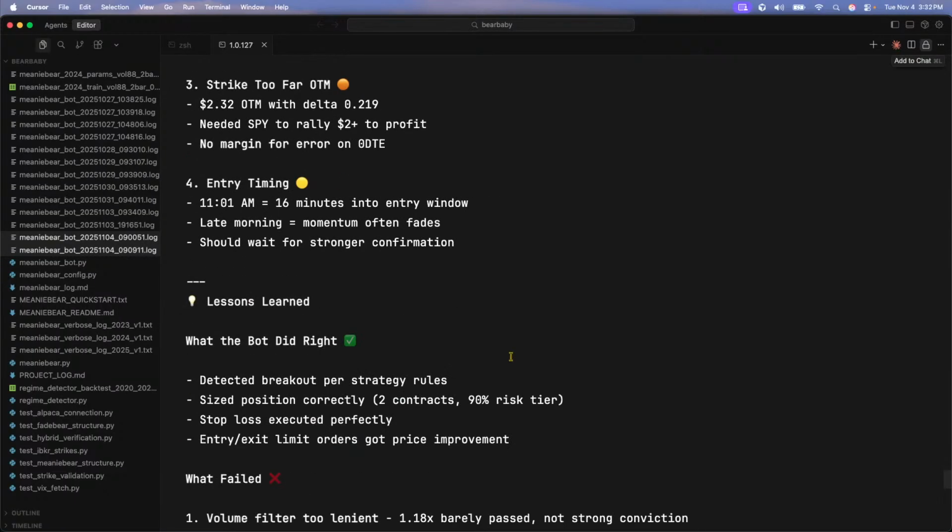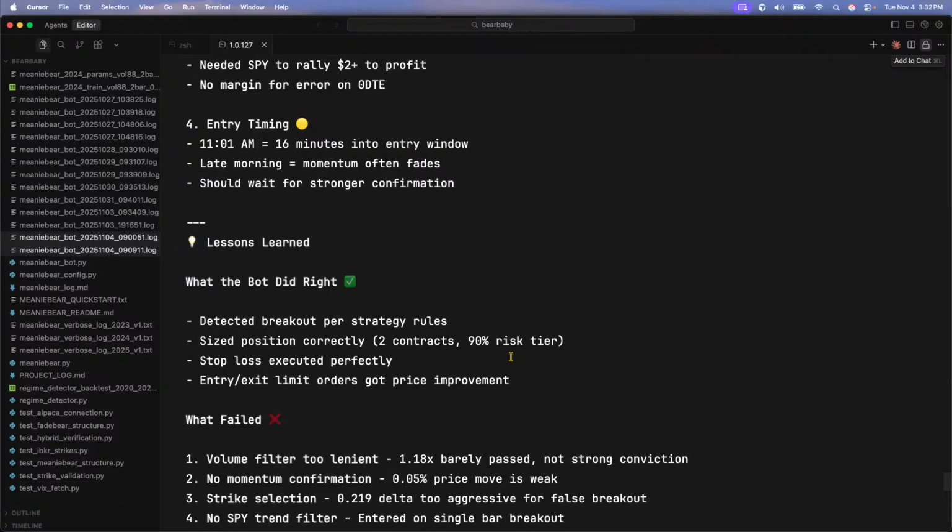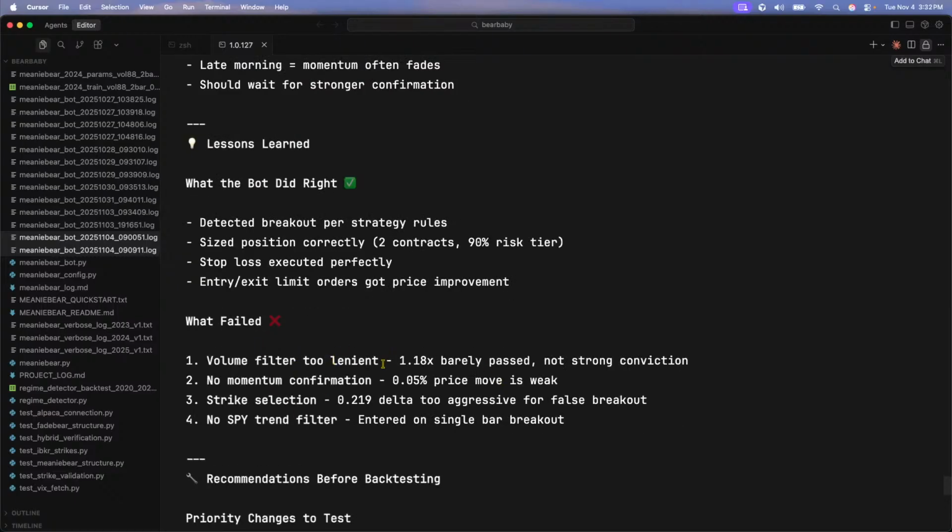Why I failed. Lessons learned. What the bot did right. It detected a breakout per the strategy rules. It seized the position correctly. It sized the position correctly with 2 contracts, 90% risk here. The stop loss executed perfectly. The entry exit got. What failed was the volume filter is too lenient.